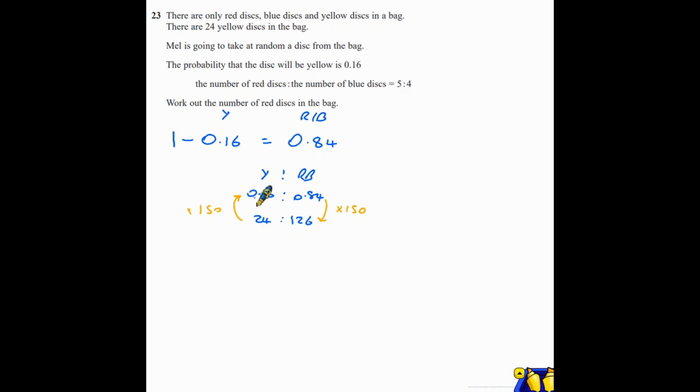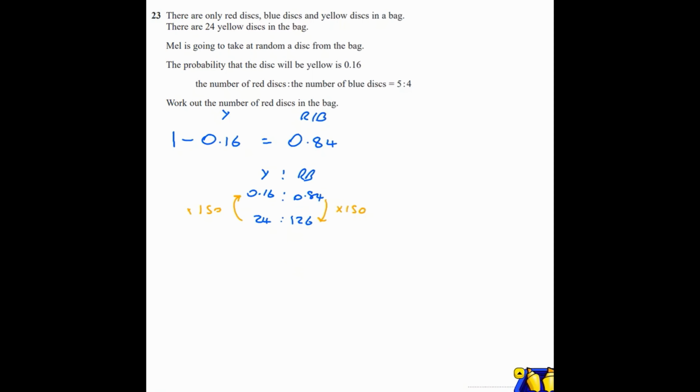What have I done? Well, by looking at the probability of taking out a yellow disc compared to the probability of taking out red or blue, which is 0.16 to 0.84, I've applied that ratio by putting in 24 yellow discs, working out the multiple, and using the same multiple on the red and blue. It tells me that there are 126 red or blue discs.